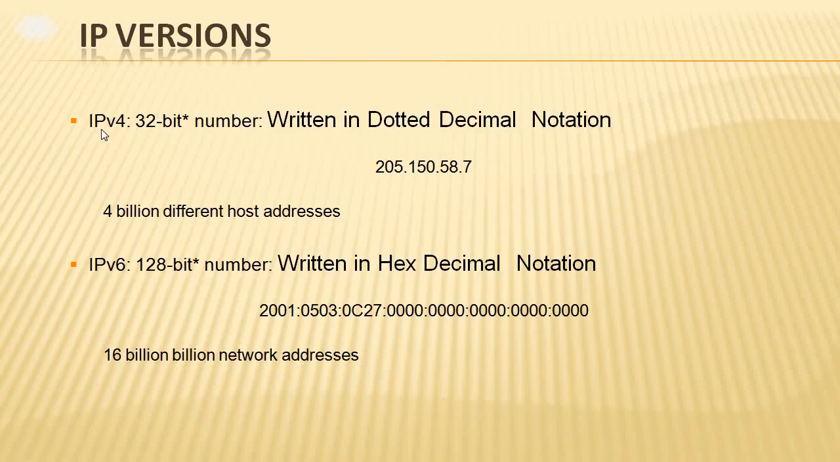IP version 4 is a 32-bit number written in dotted decimal, providing about 4 billion different host addresses, and IP version 6 is a 128-bit number written in hexadecimal addresses. So you can see the difference in how IP version 4 carries decimal notation and how IP version 6 carries a vastly larger number of addresses.